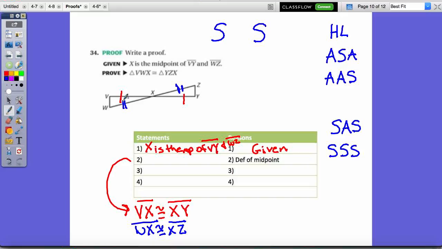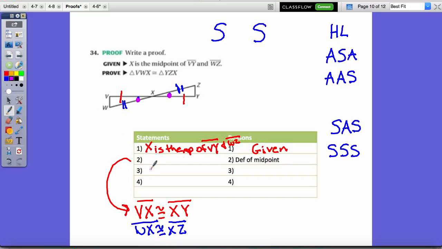If I want to use side, side, side, I'd have to prove that VW and ZY are congruent. I have no way to do that. So let me look at an angle. And hopefully you guys notice a vertical angle. Those two are vertical angles. Now, when looking at how to write them out in the proof, I always say look at what you're asked to prove. But the way you're asked to prove this does not have X in the middle, which it would have to be for these. So really, at this point, it doesn't matter how you write these angles are congruent.